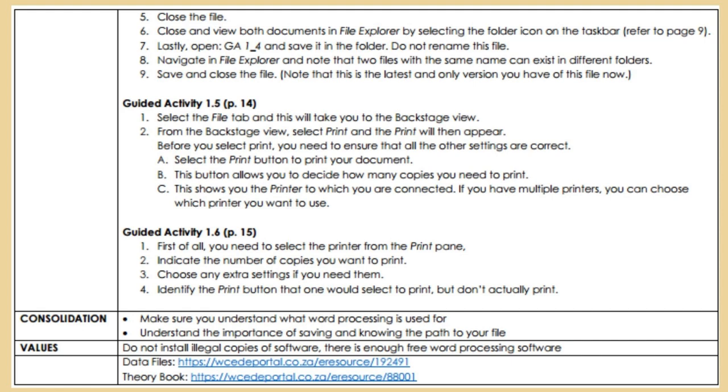6. Close and view both documents in File Explorer by selecting the folder icon on the taskbar, refer to page 9. 7. Lastly, open GA1_4 and save it in the folder. Do not rename this file. 8. Navigate in File Explorer and note that two files with the same name can exist in different folders. 9. Save and close the file. Note that this is the latest and only version you have of this file now.